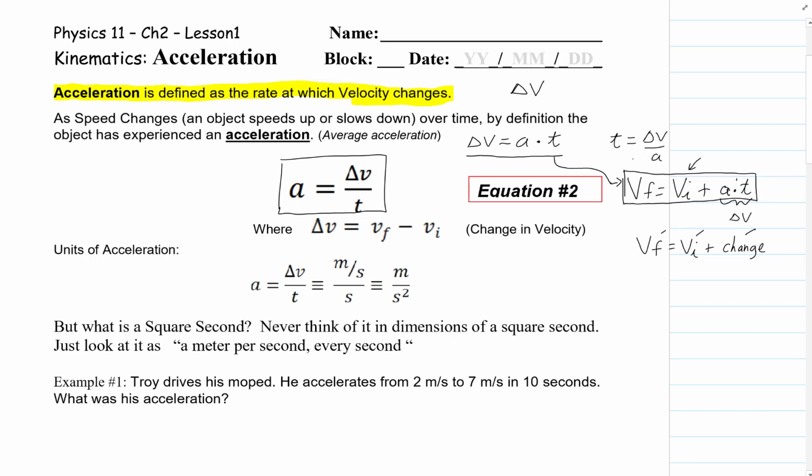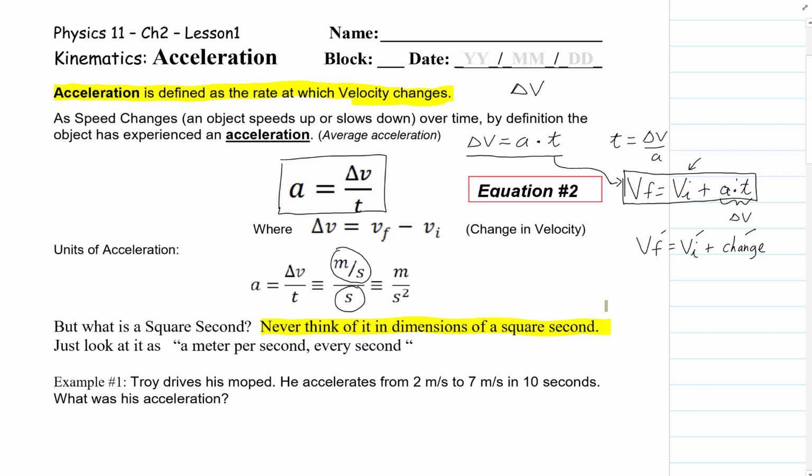Units for acceleration. The units for acceleration is meters per second divided by seconds, because that's what the change in velocity is, divided by seconds. So algebraically, that's meters per second divided by seconds, which is meters per second squared. But what is a second squared?